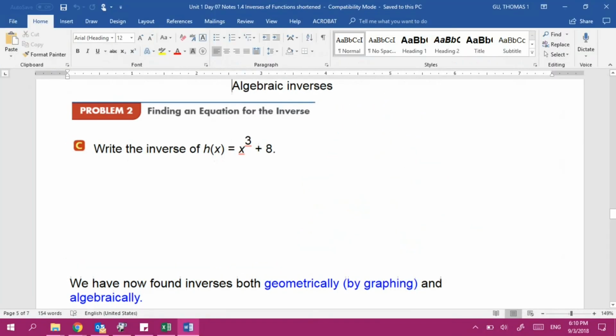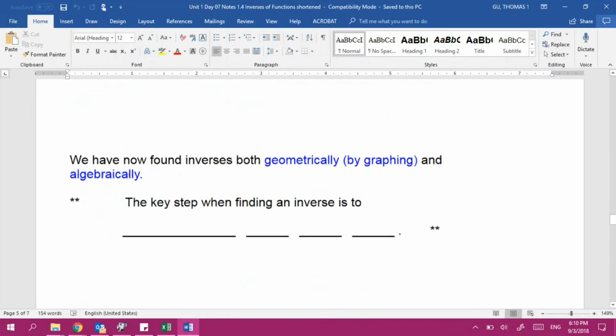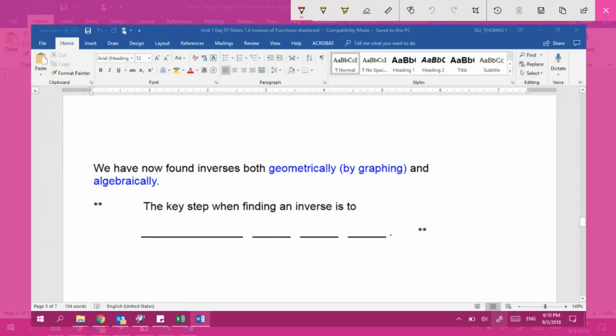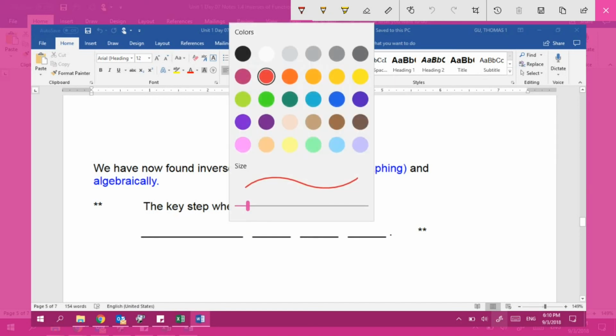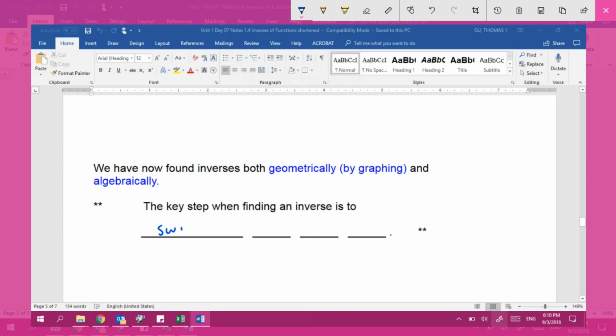So guys, now we have found inverses both geometrically by graphing, those are the first examples we did, and algebraically, those are those examples we just did. And the key step always when we found the inverse is to switch the x's and the y's, and that was the key.